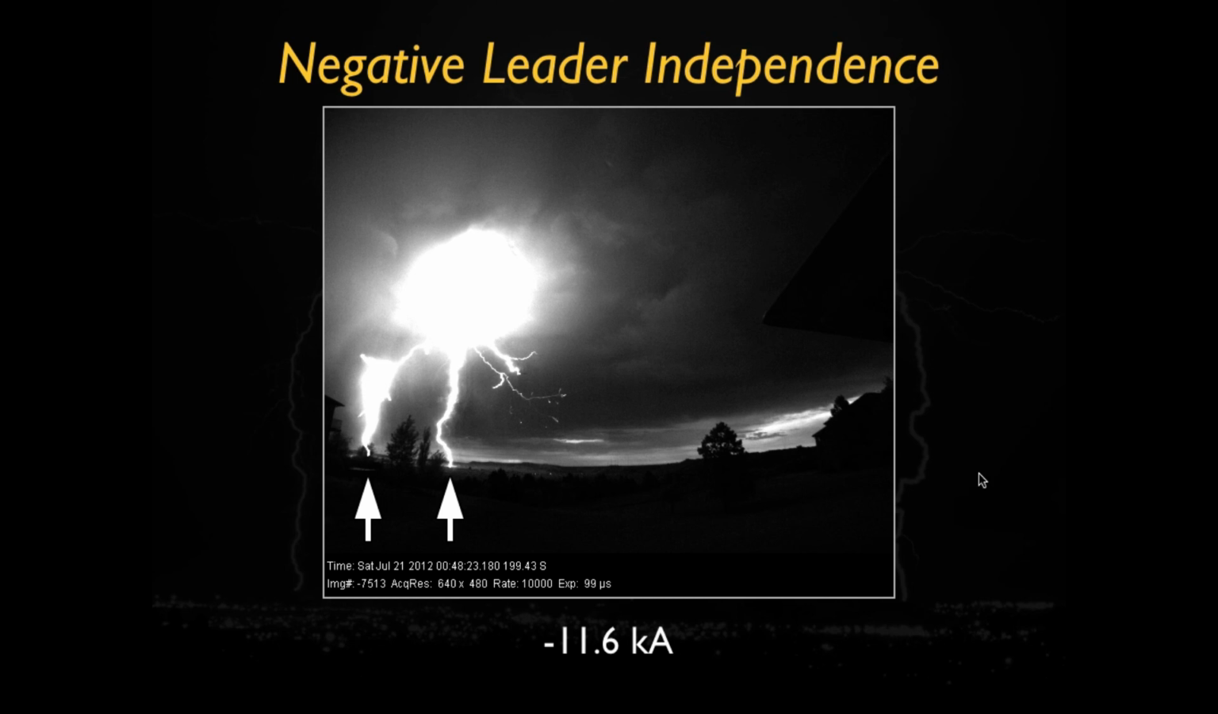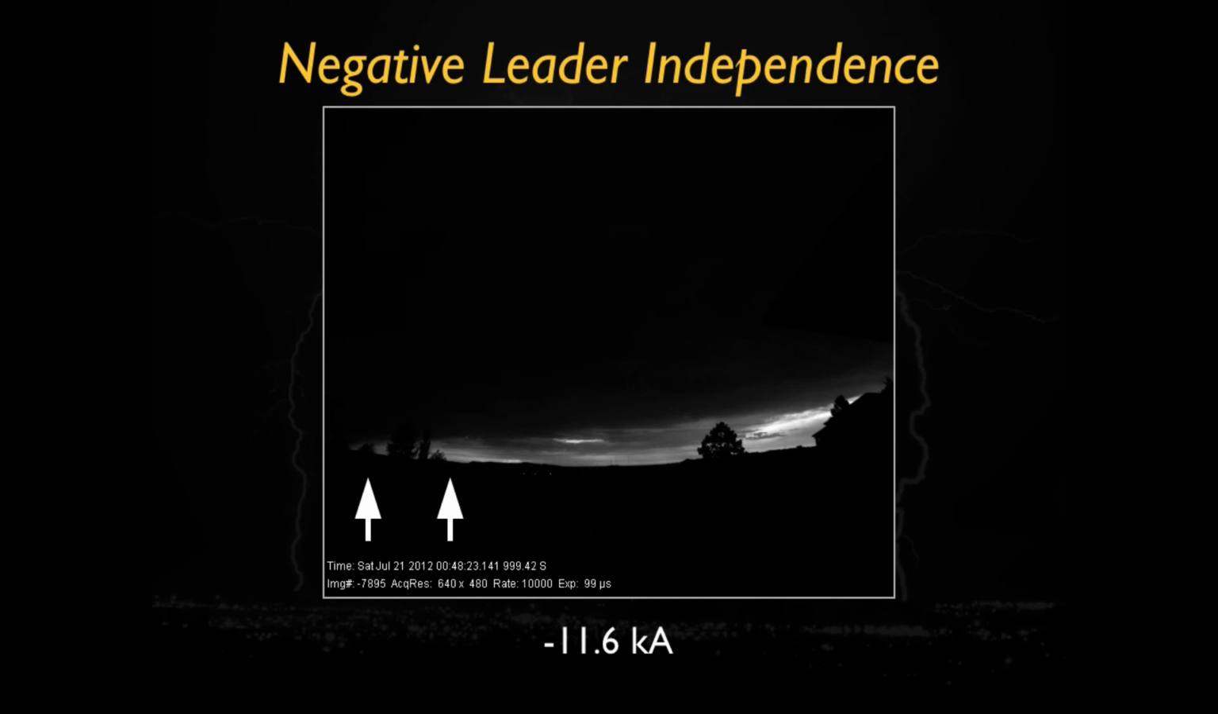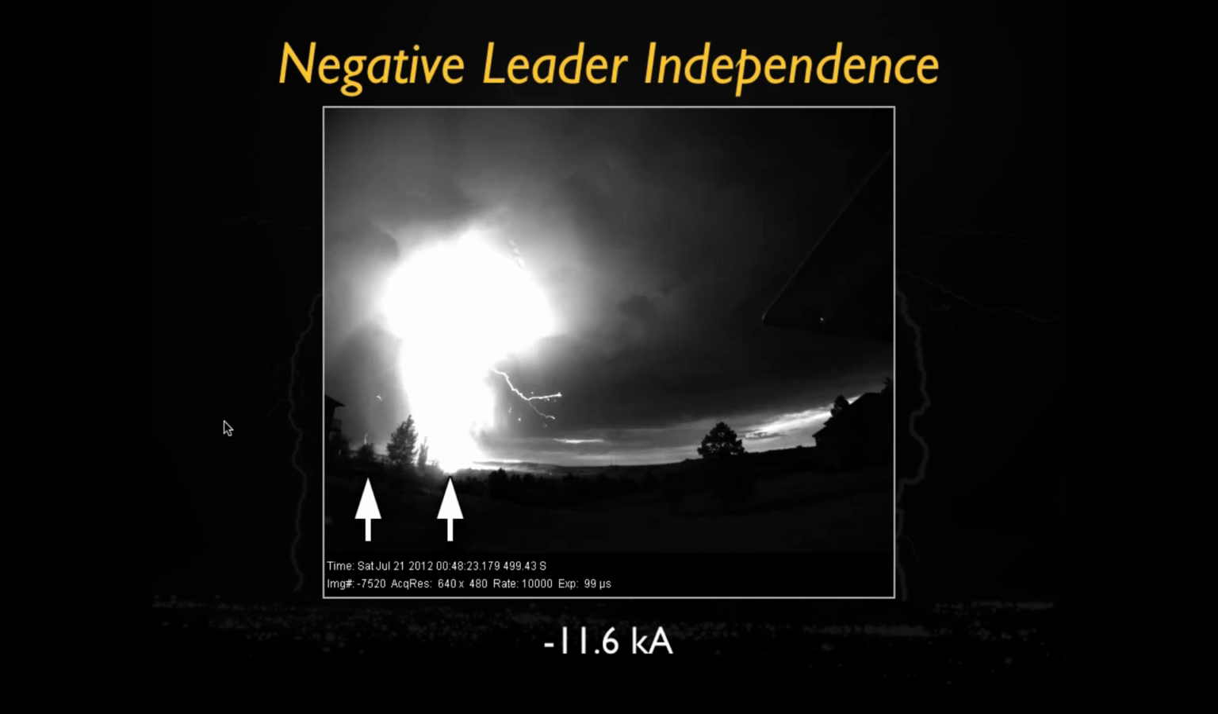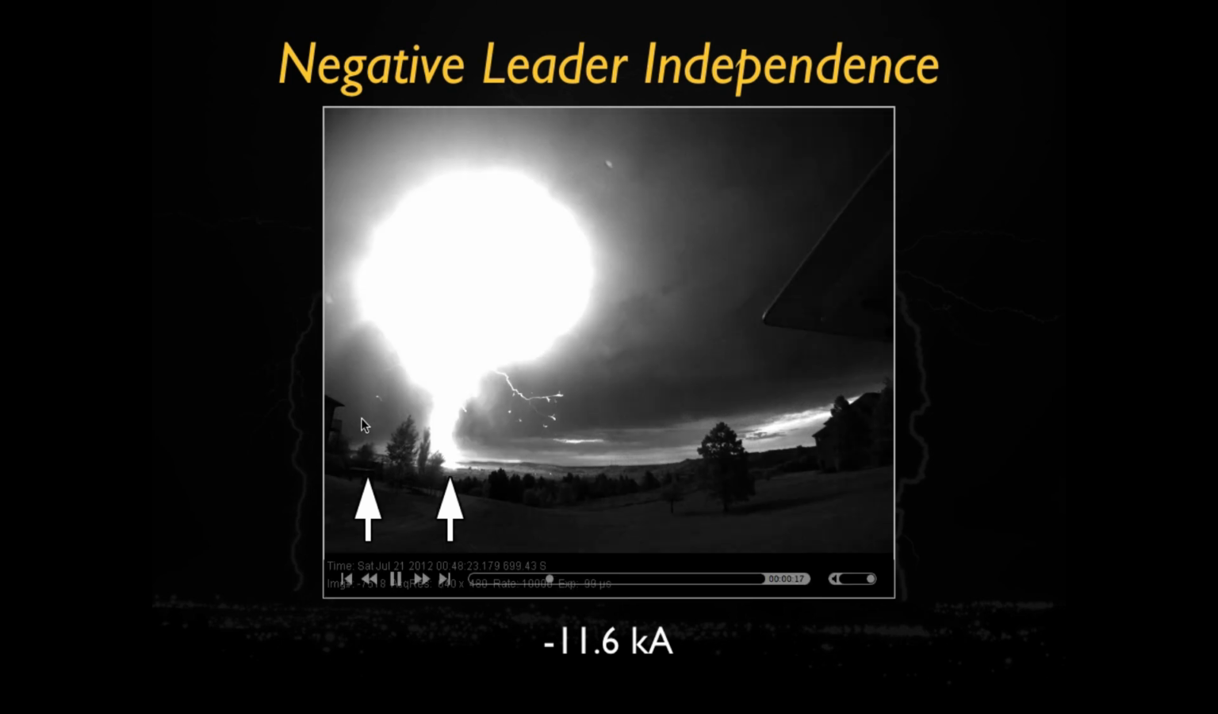Let's look at another case. This particular case, the first one showed as a negative 11.6 kiloamp estimated peak current. So there's a negative leader propagating downward. We see a branch. When the first connection is made, that branch does not participate.